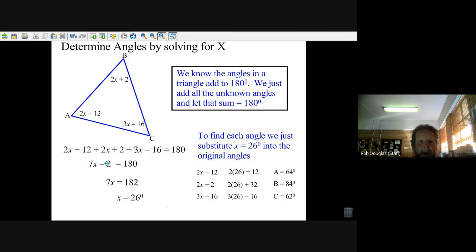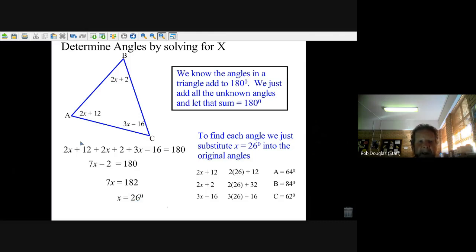Okay, so now we want to get this 7x by itself. We need to add 2 to both sides. Minus 2 plus 2 is 0, so you've just got 7x. And 180 plus 2 is 182. Now the last step, we've got 7 multiplied by x is 182. We divide both sides by 7. 7 divided by 7 is 1x. And 182 divided by 7, maybe you need a calculator, it's 26 degrees.